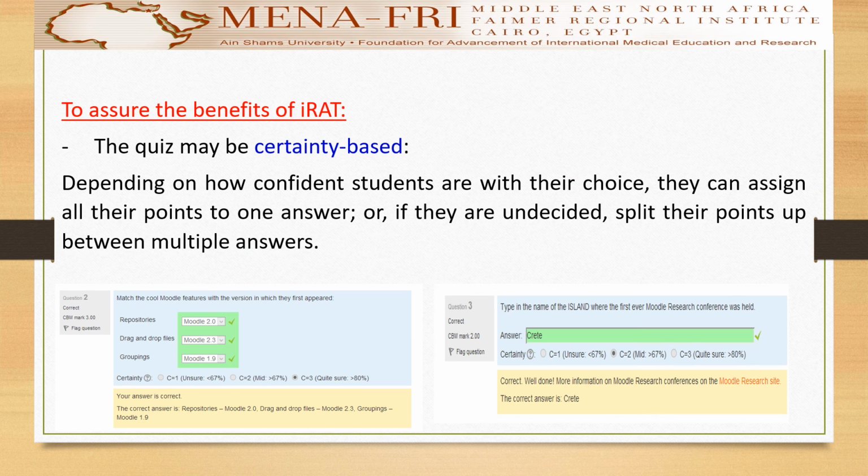To assure the benefits of the individual readiness assurance test, the quiz may be certainty based, depending on how confident the students are with their choice. They can assign all their points to one answer, or if they are undecided, split their points between multiple answers.